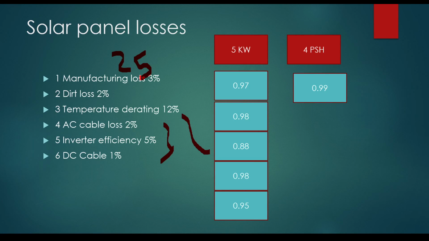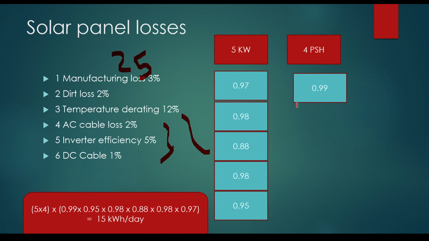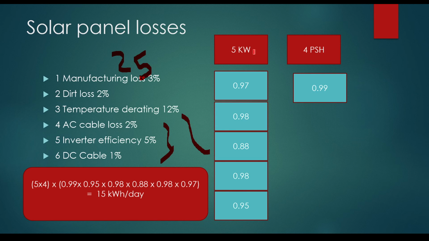So what happens next? What is my actual power after calculating all this? People assume their solar panel produces 20 kilowatt hours. No, guys, the solar panel actually produces 15 kilowatt hours. How? You can see here: 5 times 4 is 20, times 0.97, 0.95, 0.98, 0.98, 0.97. With all the calculations we get 15 kilowatt hours per day, guys. If I want to calculate for the year, I have to multiply 15 times 365. So I get the figure per year.